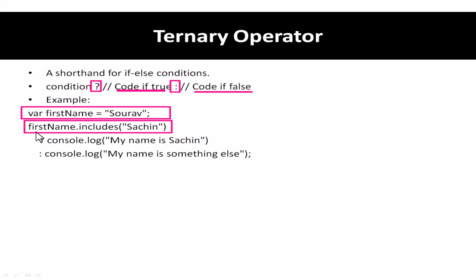Based upon this particular condition, console.log, my name is Sachin, whether Sachin is included in the first name. Now the first name does not include Sachin because the given name is Saurav. So now else: here we have given an else part. Console.log, my name is something else. It means it is going to print something else.